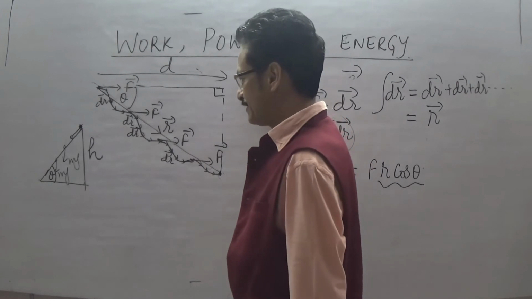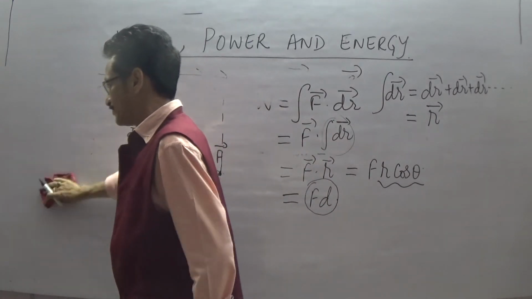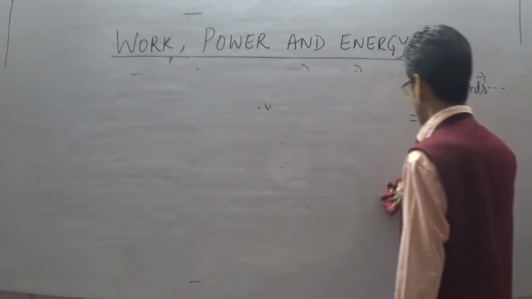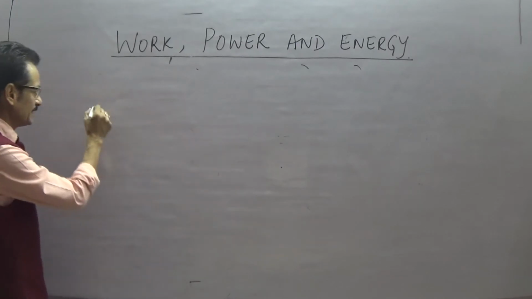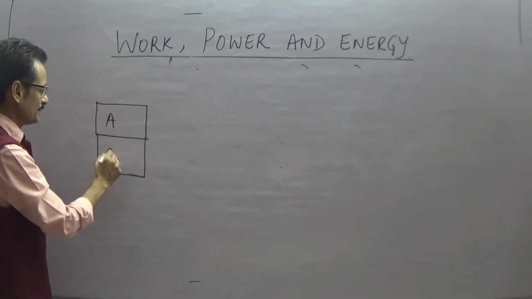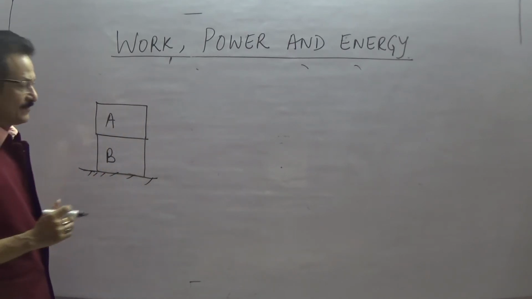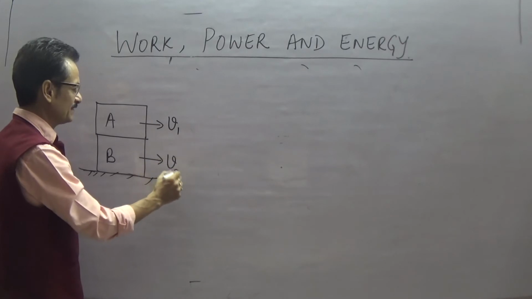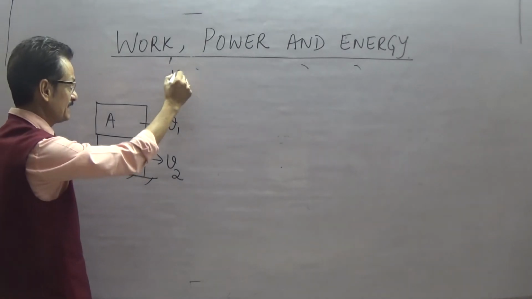Okay, now we will see some other examples, explore some other possibilities, and let us see what is the meaning of work. Through those examples, we would like to understand the meaning of work in greater detail. Let us say that there are two objects, A and B. This A is placed over B, and they are moving, suppose A is moving with some velocity v1 and B is moving with velocity v2. Fine. And let us say that v1 is greater than v2.